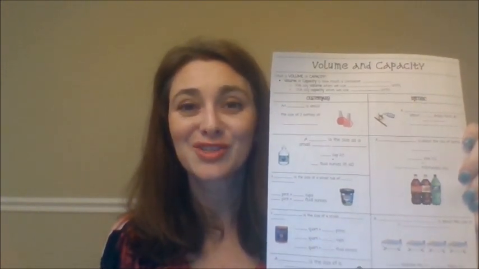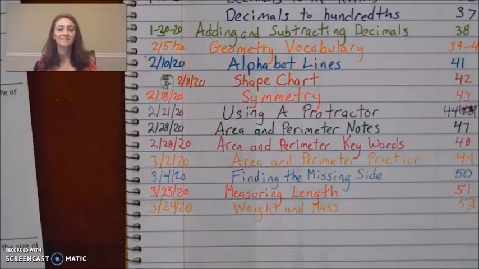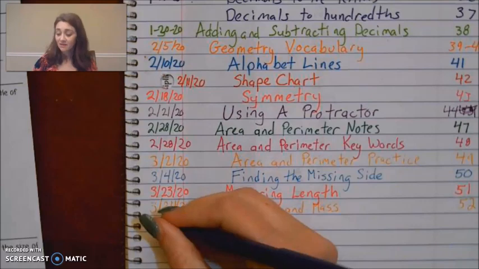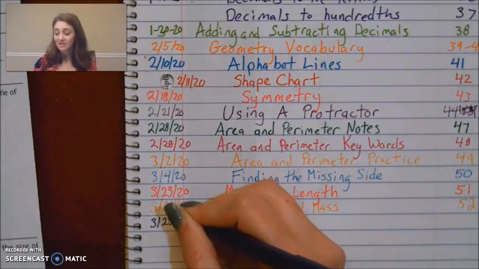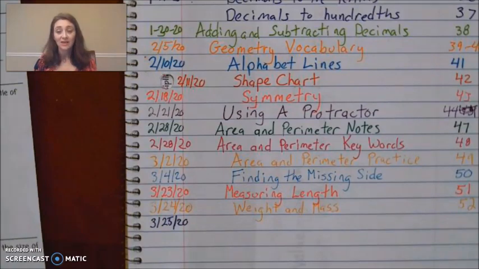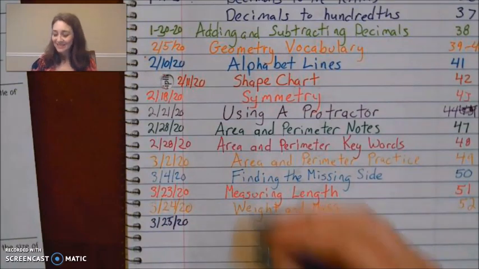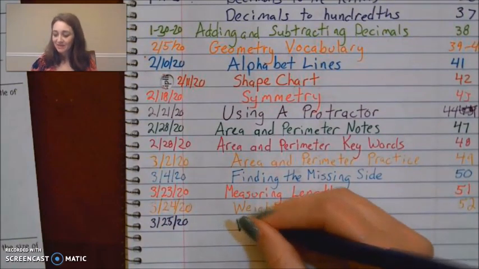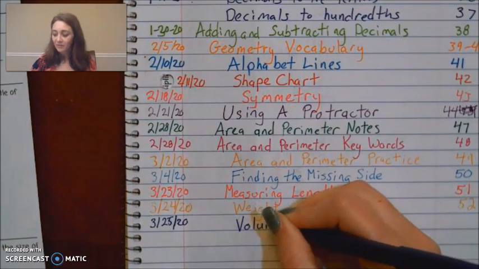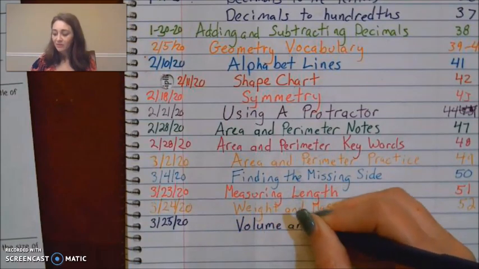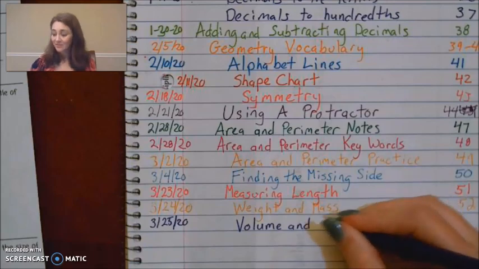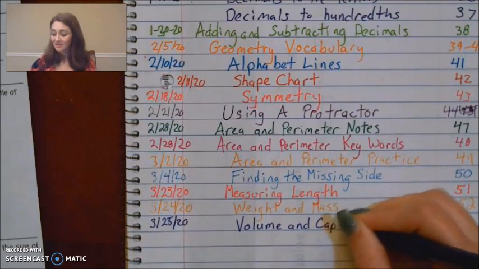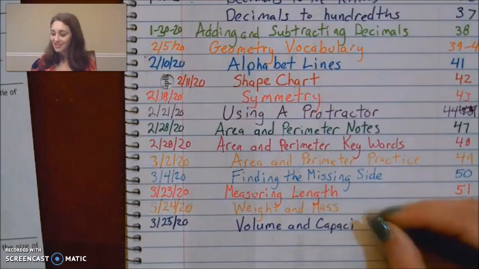All right, let's get your math journals and let's get started. Okay, you've got your math journal out. Let's put today's date, 3/25/20. Our title or topic today is going to be volume and capacity. And remember when we talked about volume in science, this is not like how loud something is. I'll give you the definition here in just a minute.